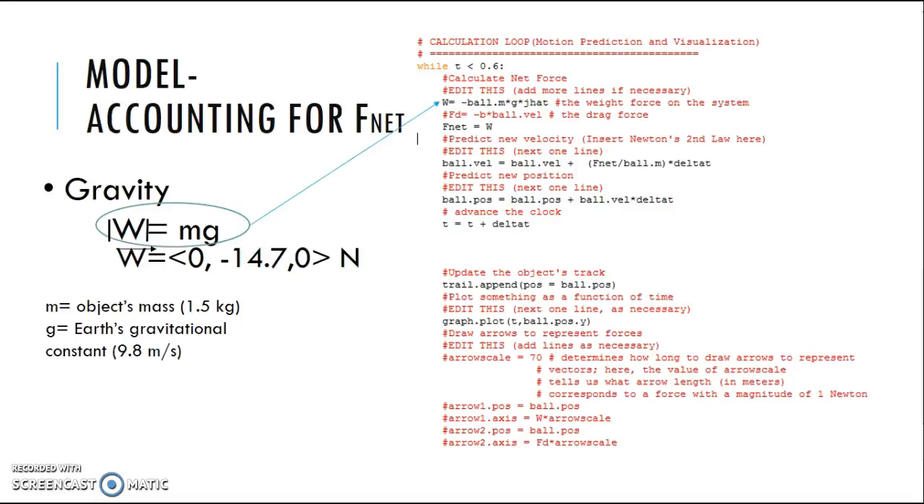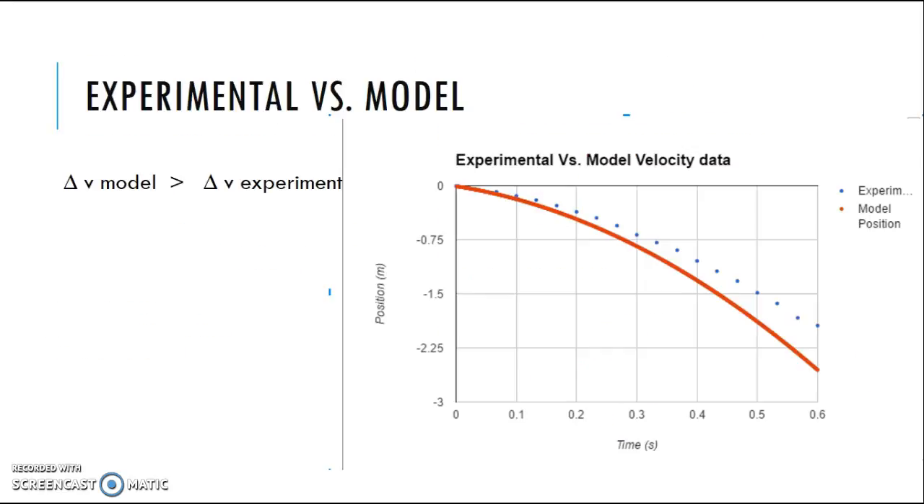In the first model, the gravitational force was the only force studied, so the net force was equal to the gravitational force. Newton's second law is then applied to our loop with the new net force accounted for in order to calculate new velocities and positions over time. When we compare our results, we can see that the slope of the model is much steeper than the experimental data. This means that our model is falling at a much faster pace than the experiment.